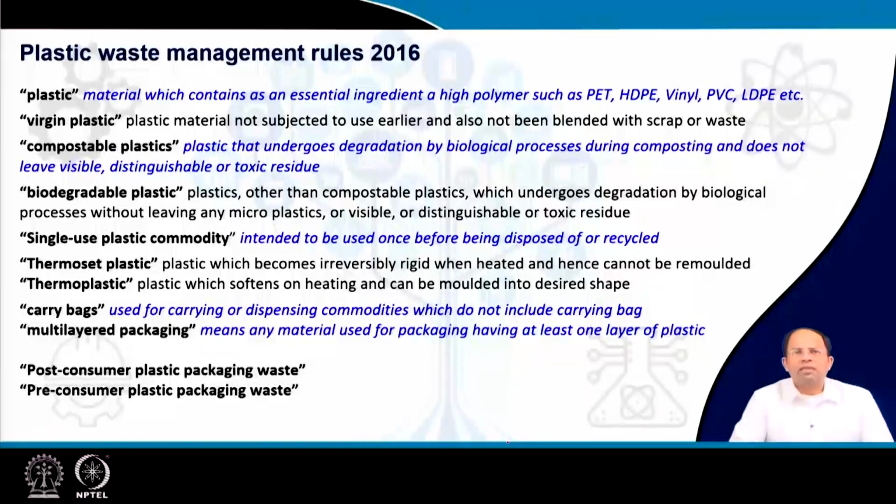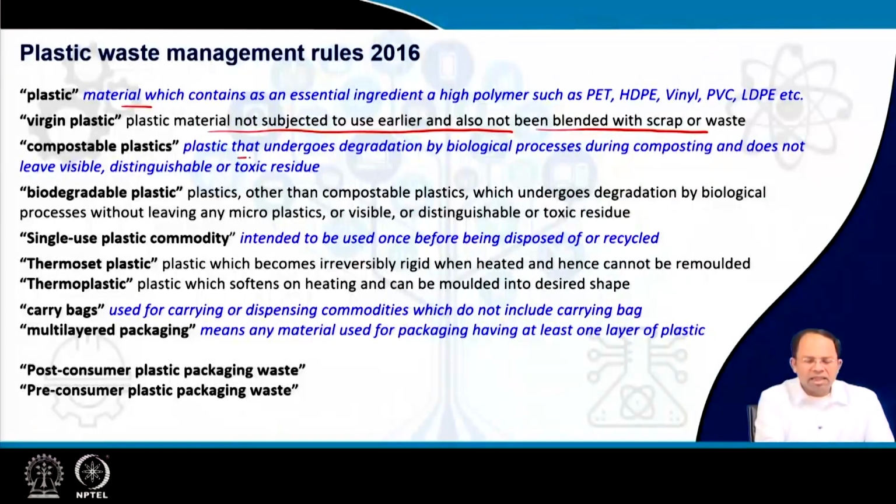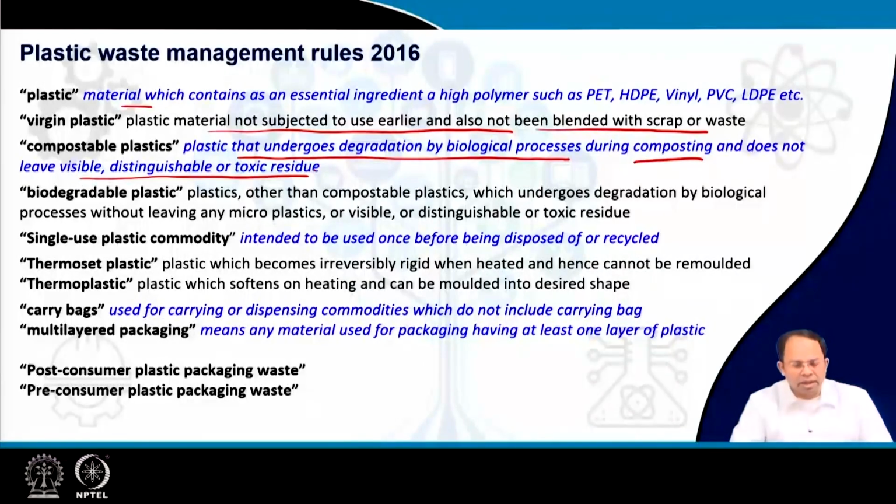So now we will talk about the Plastic Waste Management Rules 2016, and these are some of the definitions. More or less we have learned what is plastic. Then virgin plastic is the plastic material not subjected to use earlier and also not blended with scraps or waste or other materials. That means virgin plastic is the raw material coming for the first time for making plastic. Compostable plastic is plastic that undergoes degradation by biological processes during composting and does not leave visible, distinguishable or toxic residue. So these are new kinds of plastic which are coming, which would be compostable, and that means we can utilize them without any concern that this plastic will remain in the environment for the next 100 or 50 years, whatever the case may be with the standard plastics.